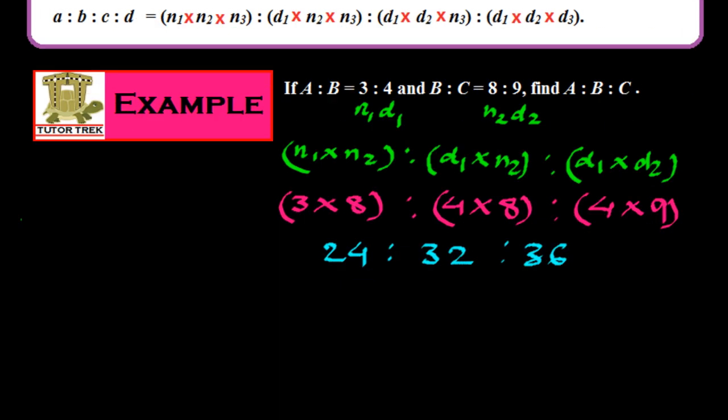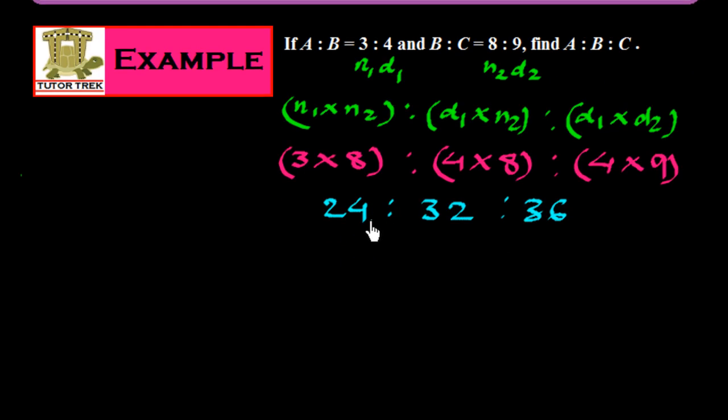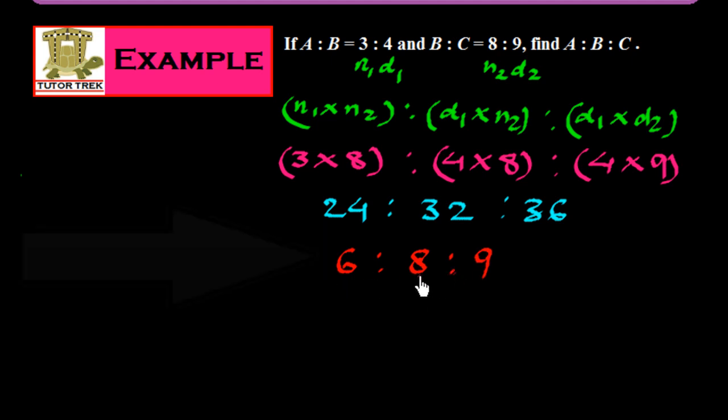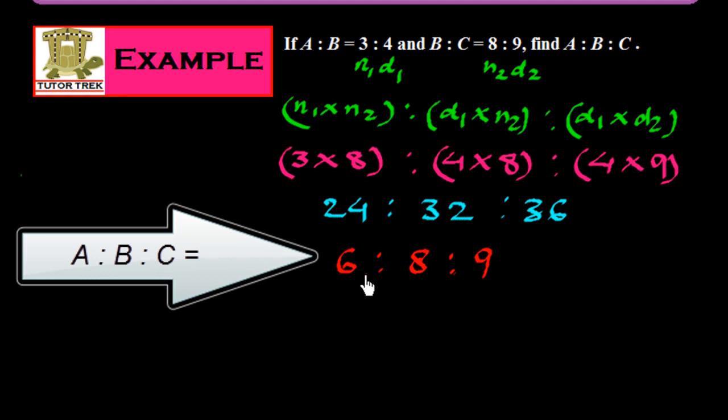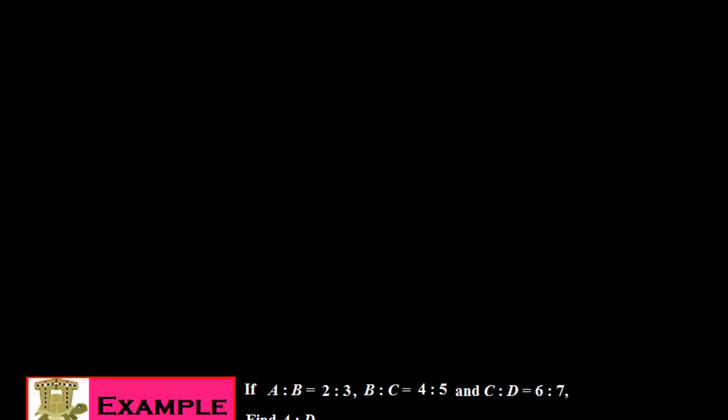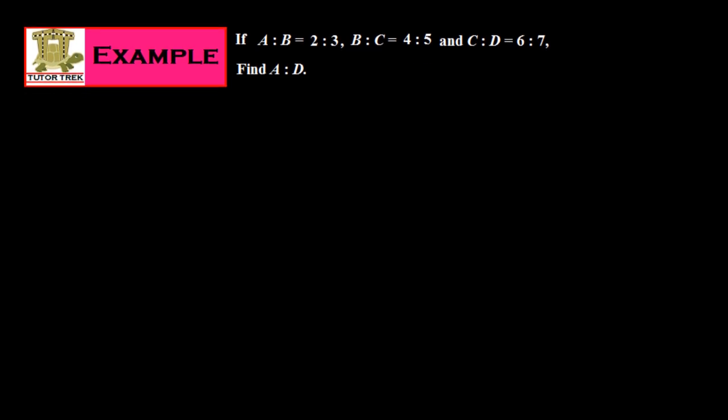Now we can simplify this if we divide it by 4. So if we divide by 4, 4 6s are 24, 4 8s are 32, 4 9s are 36. So this would be the ratio 6 is to 8 is to 9. So we have got the ratio of a is to b is to c. It's very simple and very easy. Now I explain one more example.